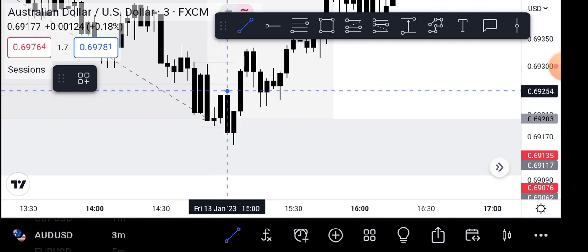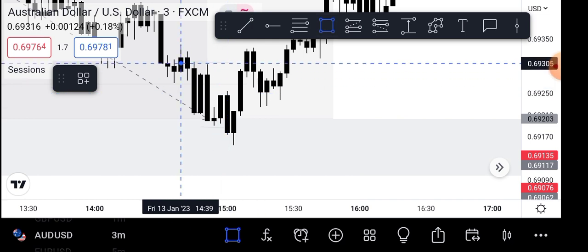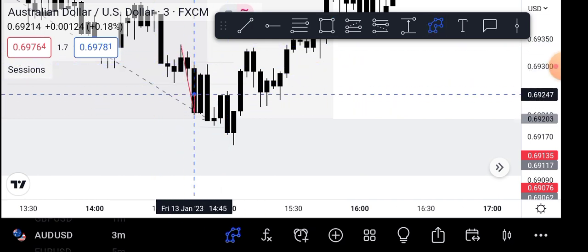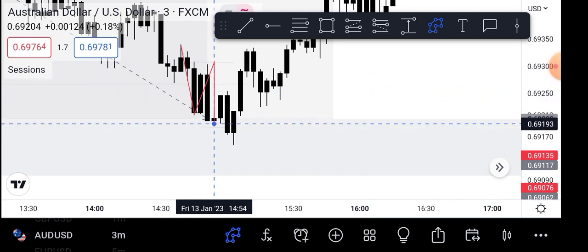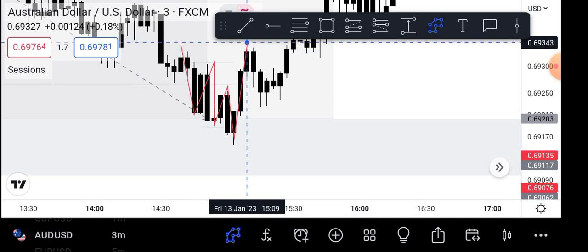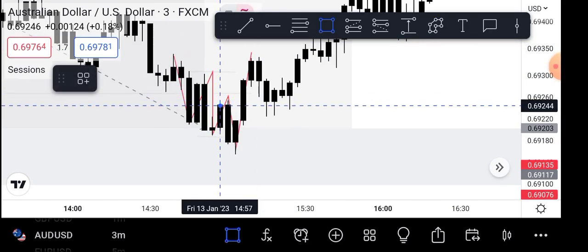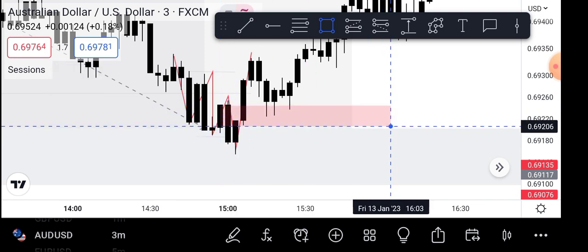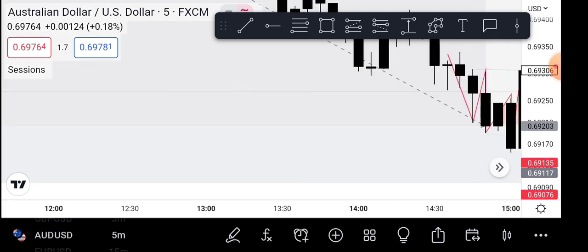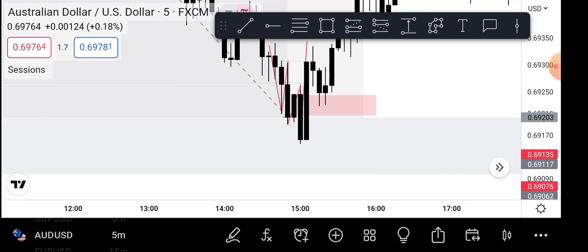You can see this was a range. You can even see other flow here. So that was the entry. You could have taken your entry from here or from the 5 minutes. It's very clear, more clear on the 5 minutes. So you can take your entry from here.